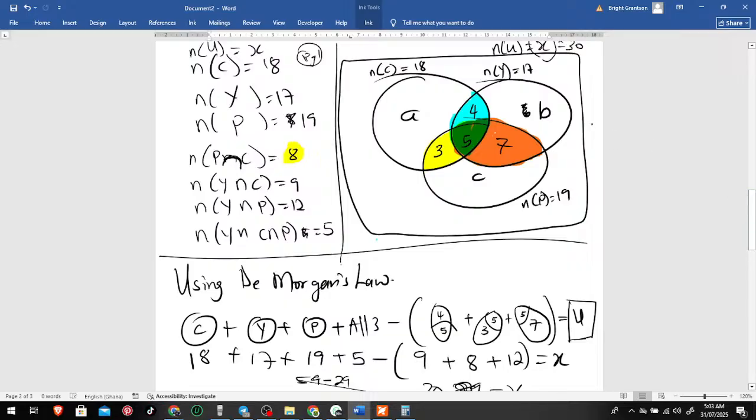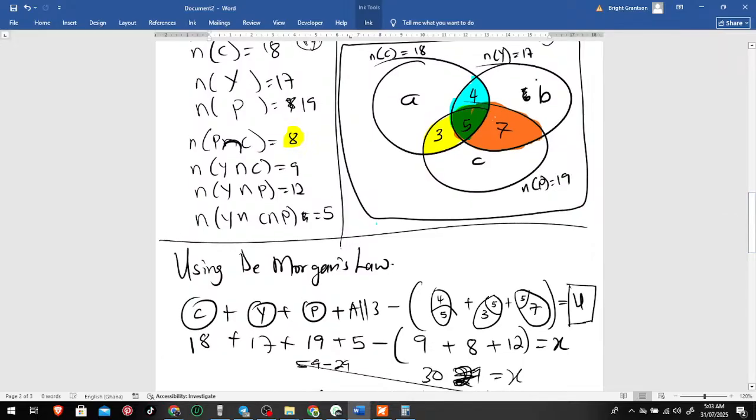Right? Some people will do the long method where you equate everything to the circle to 18, equate everything to the circle to 17, equate everything to the circle to 19, so that they find A plus B plus C. After that, they add everything in the diagram to get the value of X. That one too is correct, but it takes time. Why not learn the De Morgan's law so that you just find your way out? Add the 3 circles, subtract the 2 regions, add all 3, go to the inverse set. You are good to go.